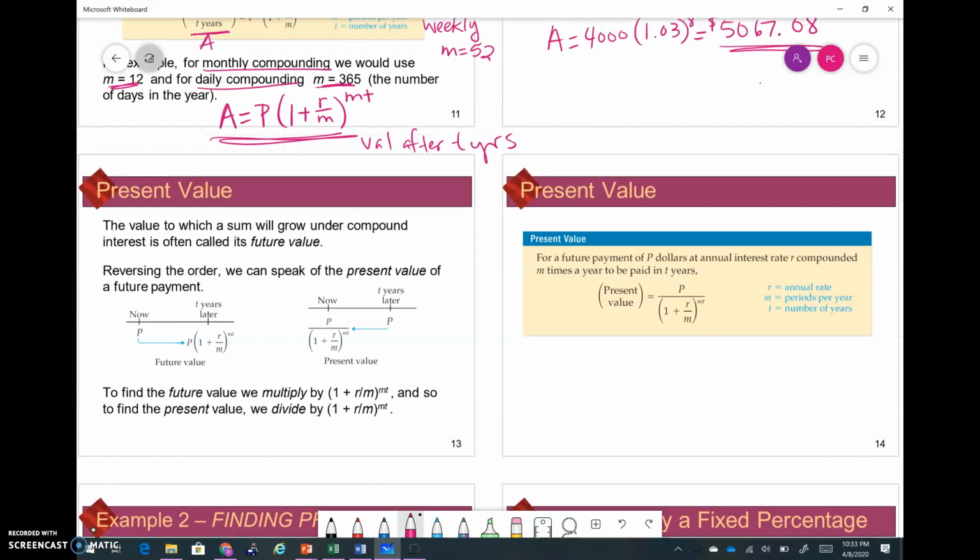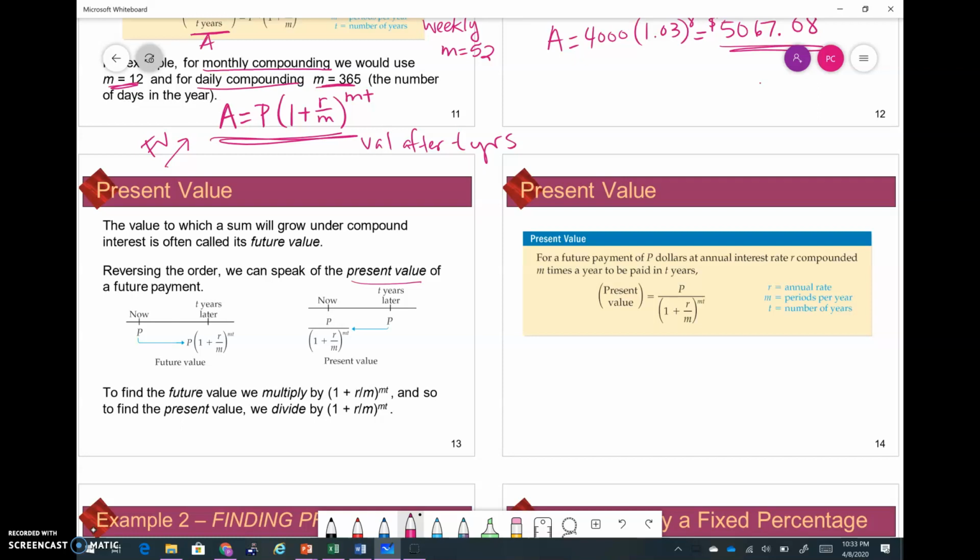present value. The value to which a sum will grow under compound interest is often called its future value. So reversing the order, we can speak of the present value of a future payment. To find the future value, we multiply by 1 plus r over m to the mt, what we did up here. That's the future value, what we're going to get if we put so much money in.